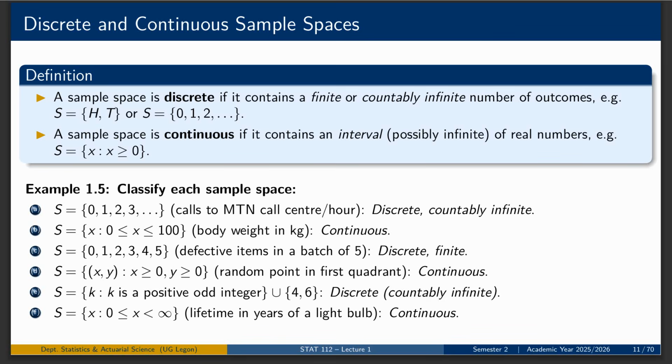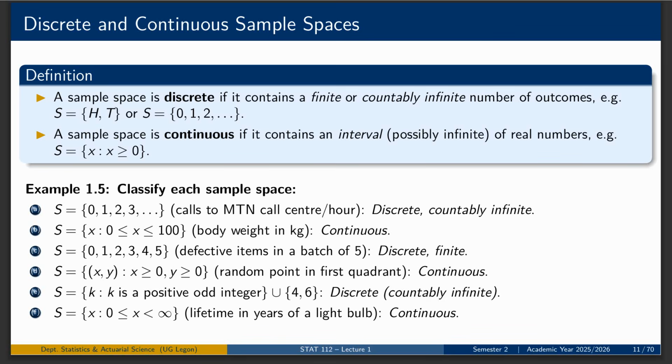So in this example, we are going to classify each of these as either discrete or continuous, and if it is discrete, whether it's countably finite or infinite. The first one, you have calls to the MTN call center per hour. The possibilities are 0, 1, 2, 3, and so forth. So this will be discrete, but it's countably infinite.